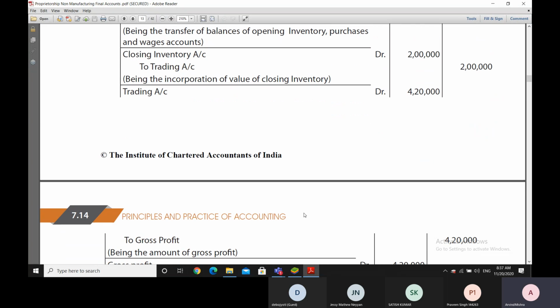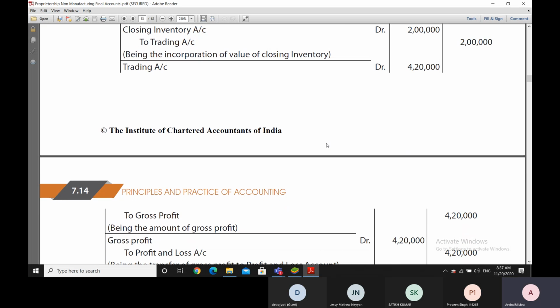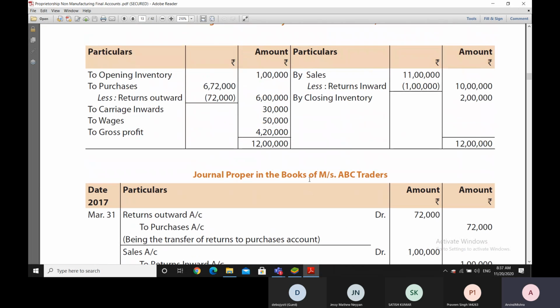And finally, whatever gross profit that we are getting here is being moved to the gross profit account by debiting the trading account. As you are seeing here, the trading account has been debited by 4,20,000, the amount of the gross profit, which is the balance of the credit and the debit side.